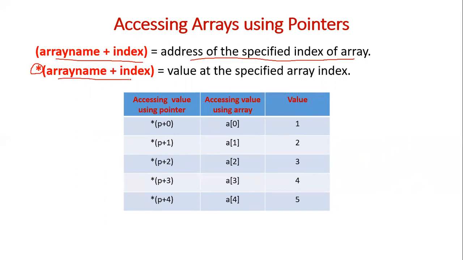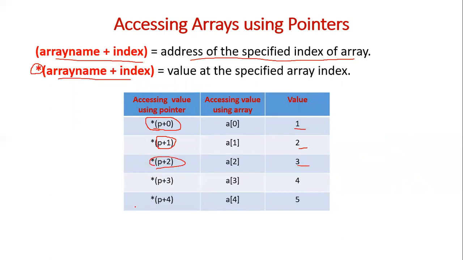Okay. So star of p plus 0 represents value at... p is what? 1000. 0 means nothing. Okay, 0 into 4 is 0. So value at 1000 is 1. Okay. Star p plus 1 is what? P is 1000. 1 means to the 1 you have to multiply by 4. That is the scaling factor. So 1004. So value at 1004 is 2. Okay. Or you can say star p plus 2 means value at 1008.